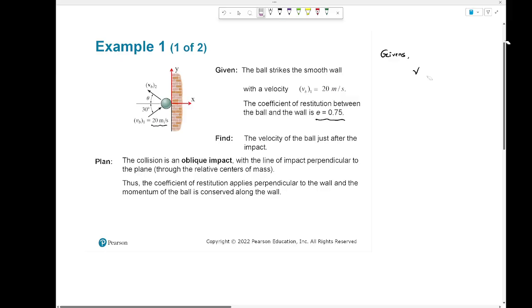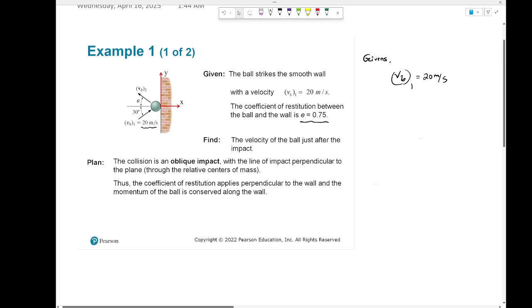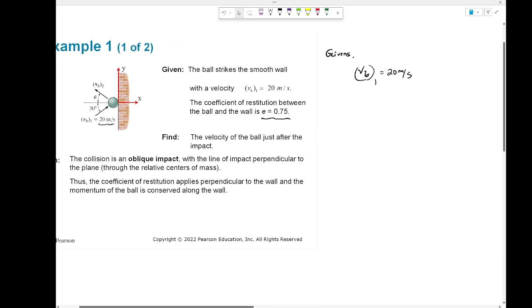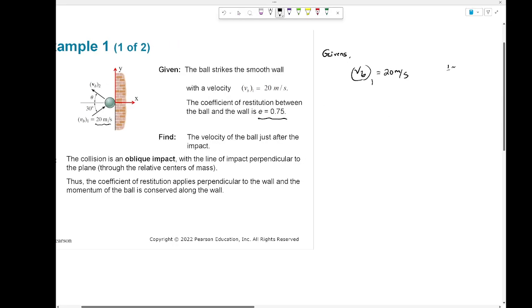And then you see here this VB1, the velocity given as 20 meters per second. You can write next to it that it is the velocity of this ball before the impact. If you'd like to get more info about that, one refers to before the impact, and two refers to after impact.